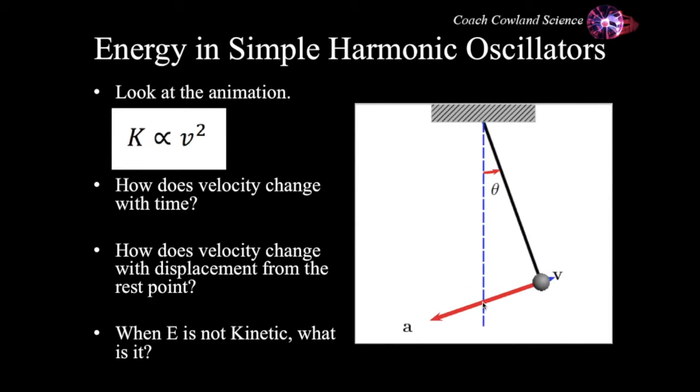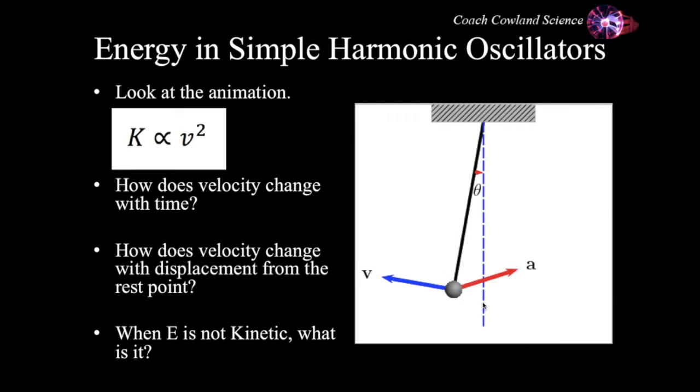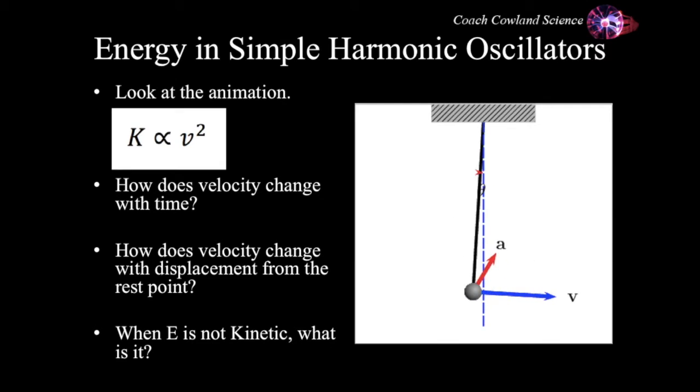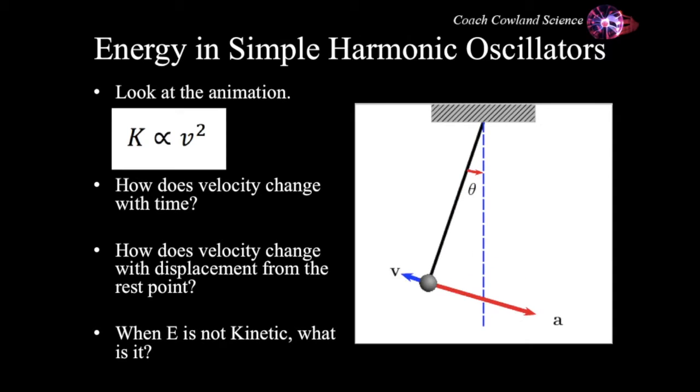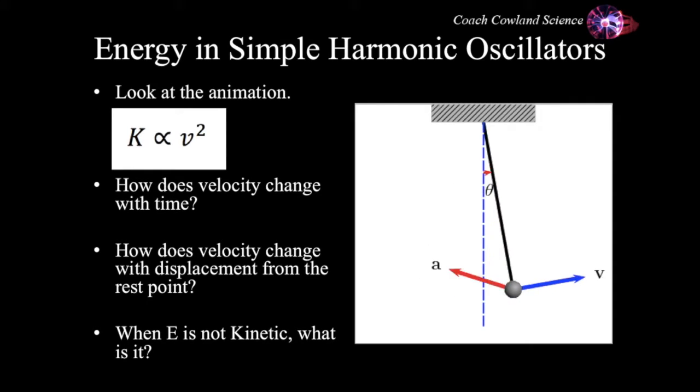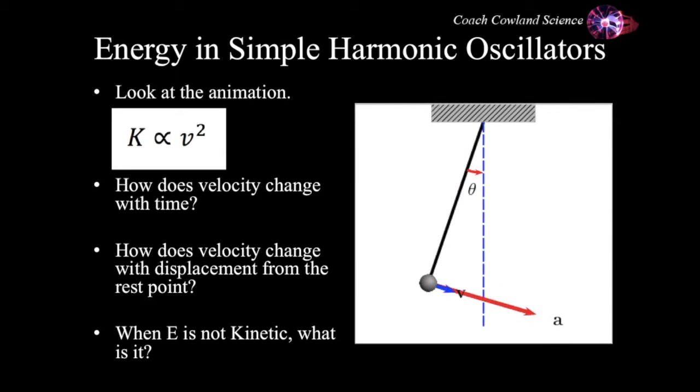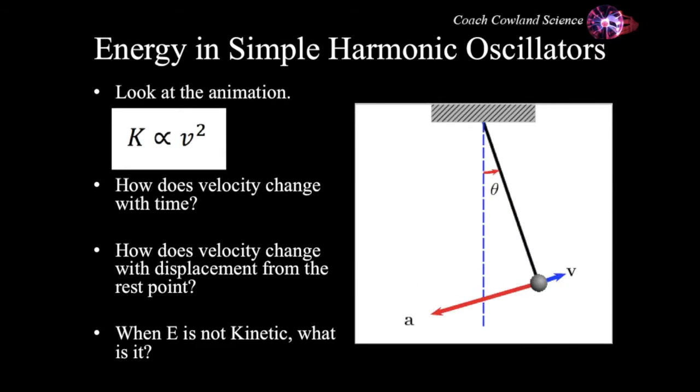The reason for that is that after that point, the pendulum starts to climb, and as it climbs, it gains gravitational potential energy. As it gains gravitational potential energy, it loses its kinetic energy. At the point where the pendulum is at its maximum height, its velocity is in fact zero.